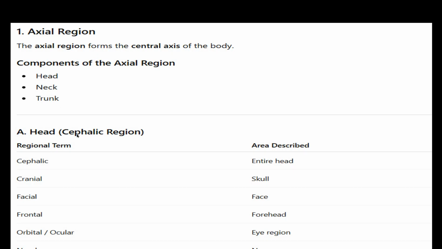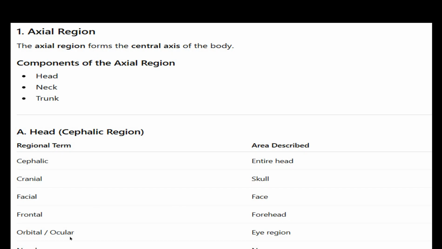The first one is the head, which we also call the cephalic region. So what regional terms are there for the head or cephalic region? First is cephalic, that is the entire head. Then we have cranial, that is the skull. Facial, that is the face.